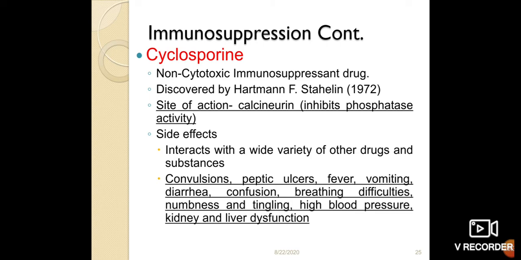The third example for immunosuppressant is cyclosporine. It is a non-cytotoxic immunosuppressant drug discovered by Hartman and Stalin, 1972. It inhibits phosphatase activity. Side effects: it interacts with a wide variety of other drugs, causing some convulsion, peptic ulcer, and fever, in addition to vomiting and diarrhea, confusion, breathing difficulty, numbness, tingling, and high blood pressure, in addition to kidney and liver dysfunction.